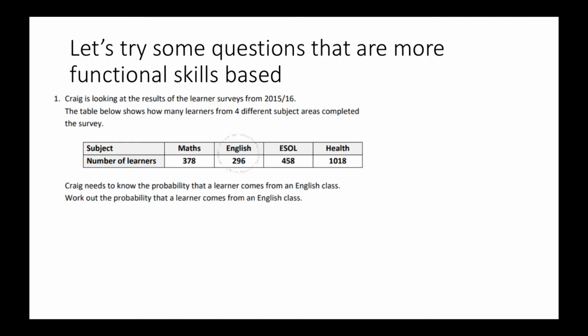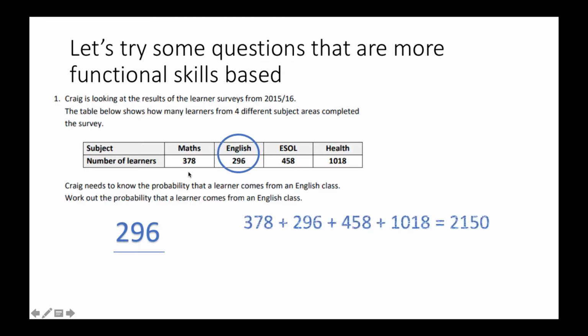Well, here is our English class. The number of students from English is 296. Now, when we're writing probability, we need to have whatever they're asking of us as a fraction of the total amount. Okay, so that means we need to add up all the numbers. So it's 296 as a fraction of, and then I need to add up these. So I'm going to add all of these together. Okay, that gives us 2,150. So that's what goes on the bottom.